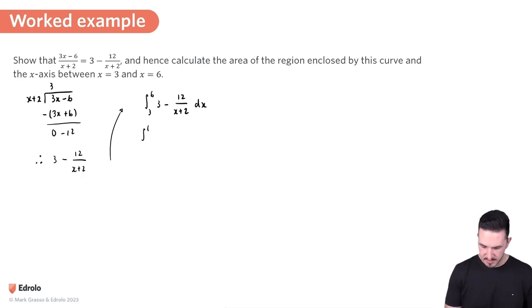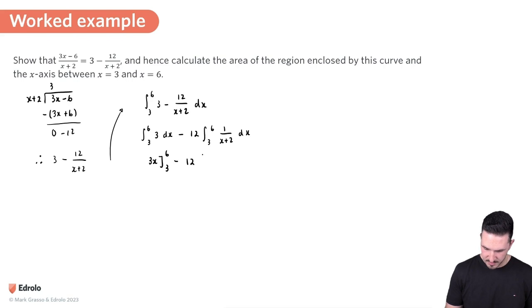So it's going to be the same as the integral between 3 and 6 of 3 dx minus 12 times the integral from 3 to 6 of 1 on x plus 2 dx. So the integral of 3 is just going to be 3x, so it's 3x between 6 and 3. Then minus 12 times log e of x plus 2, between 6 and 3.